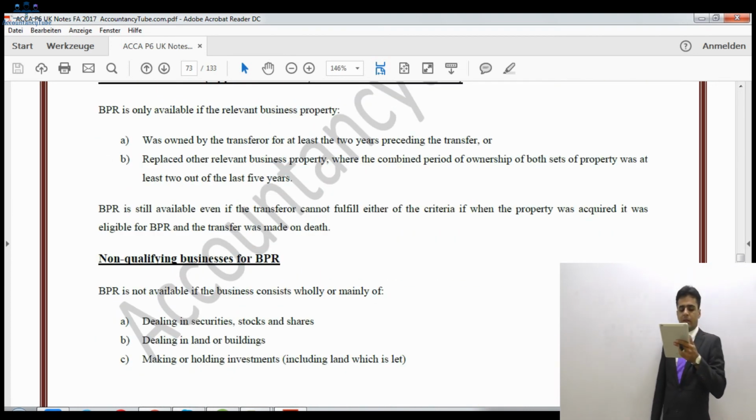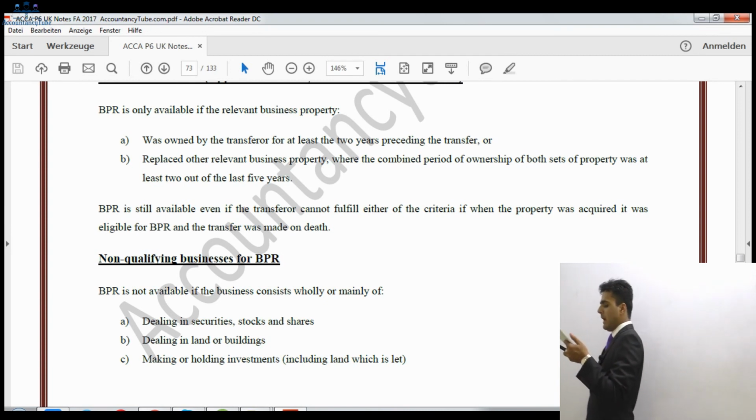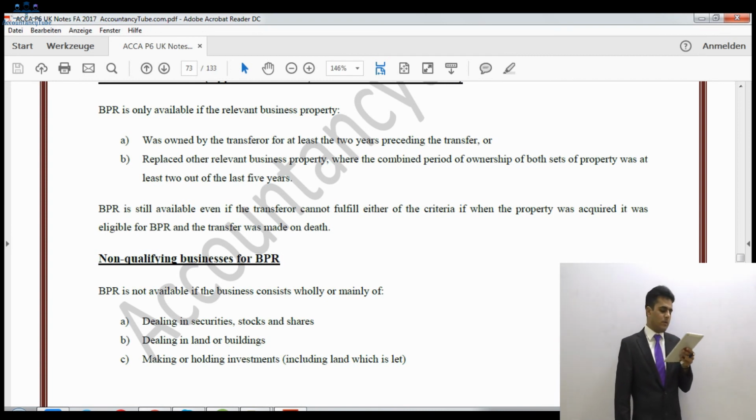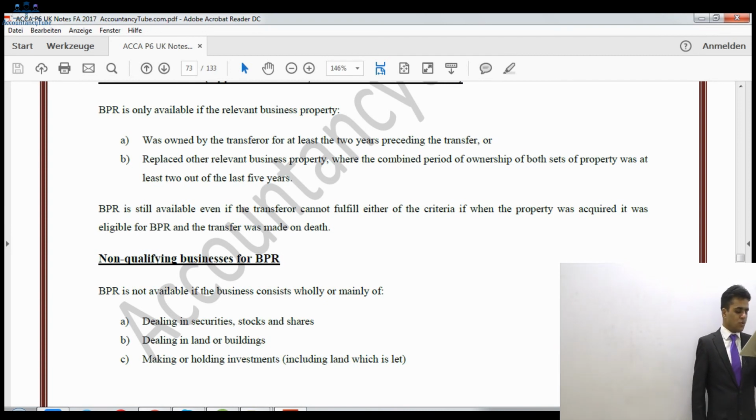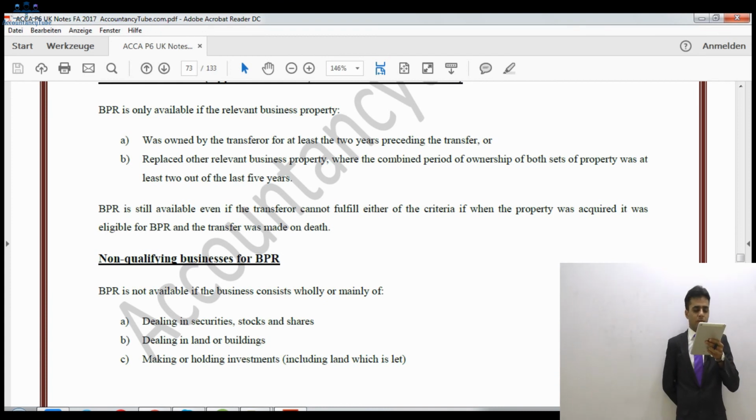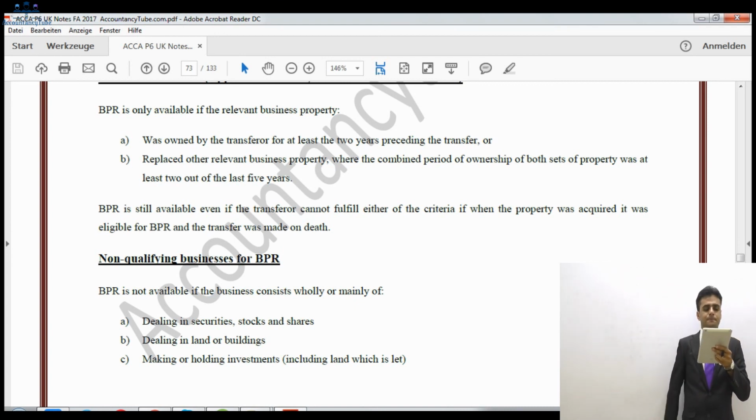Requirement B. In part A, it says explanation of advantages of making lifetime transfers. We have done that. In part B1, it says calculation. We have done that. In part B2, it says a detailed explanation of whether or not the business property relief would be available in respect of the gift, and on the assumption that it was available, the manner in which it would be calculated.